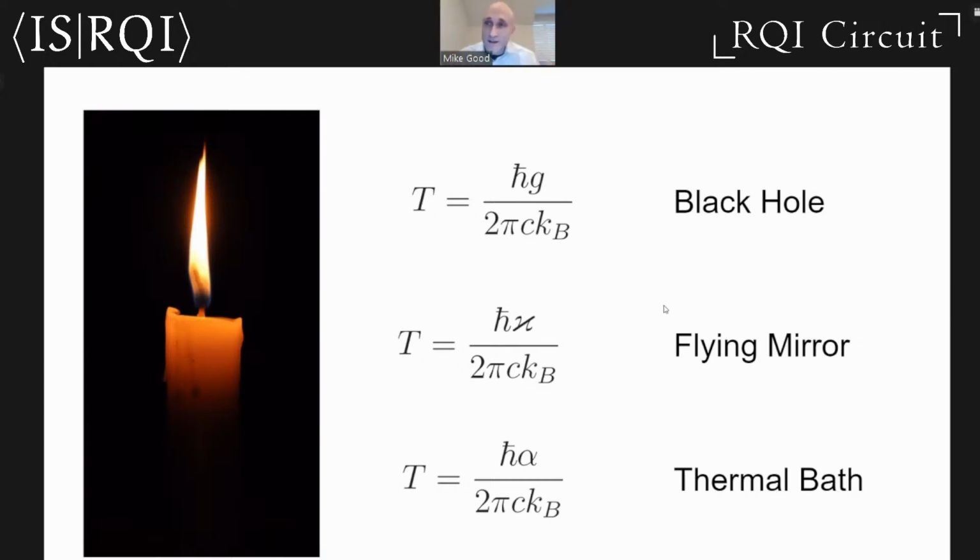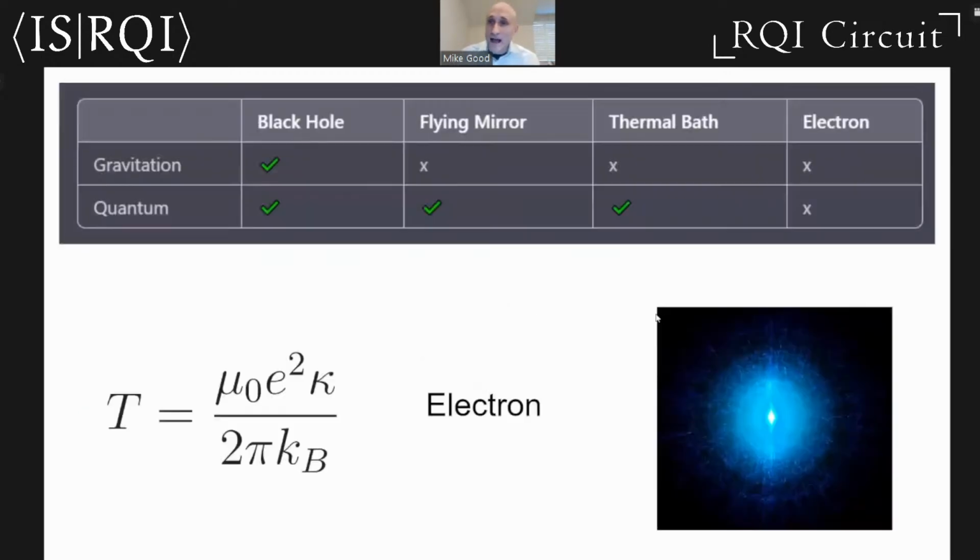But the effect that I'd like to tell you about today is one that is actually classical. So it stands out a little bit for that reason. The effect here is the temperature of an electron, or if you will, more precisely, the temperature of the photons emitted by an accelerated electron. The temperature here is proportional to the electric charge squared and kappa.